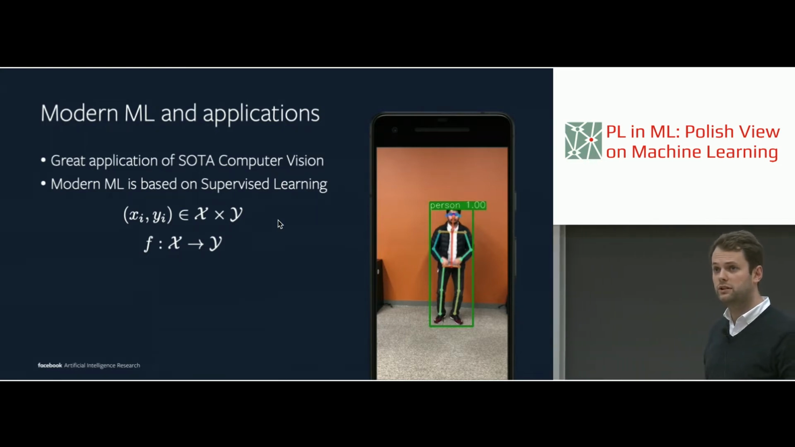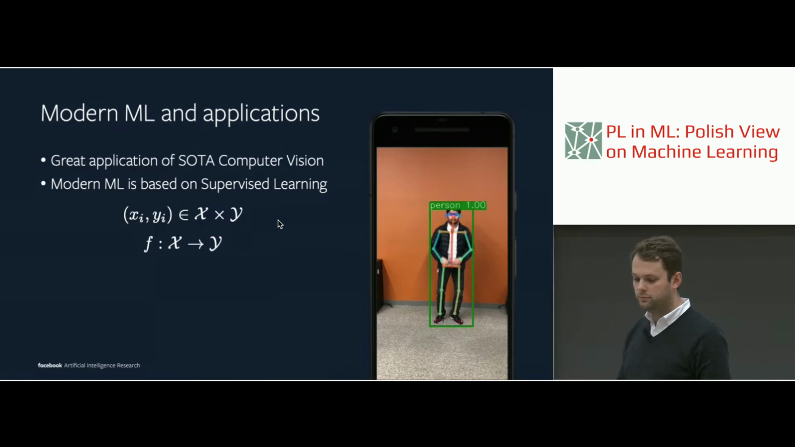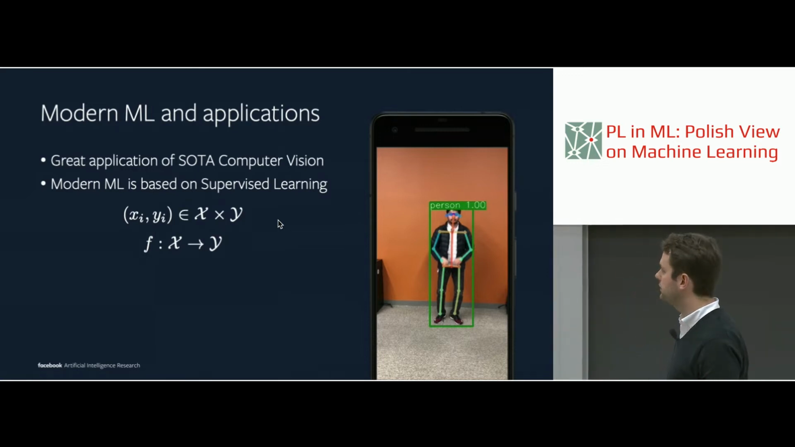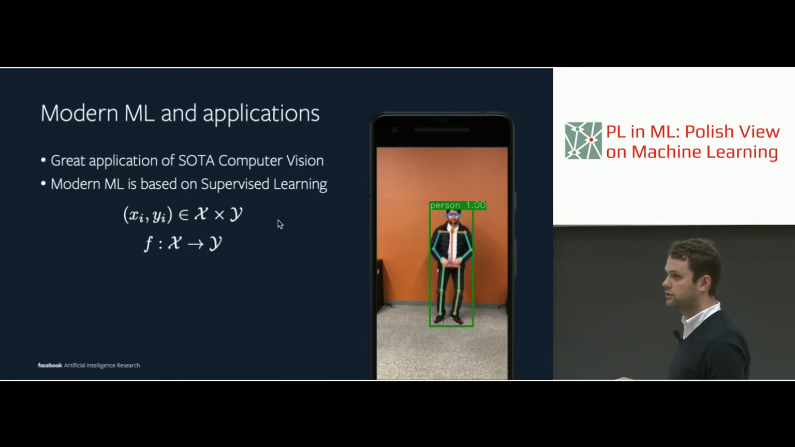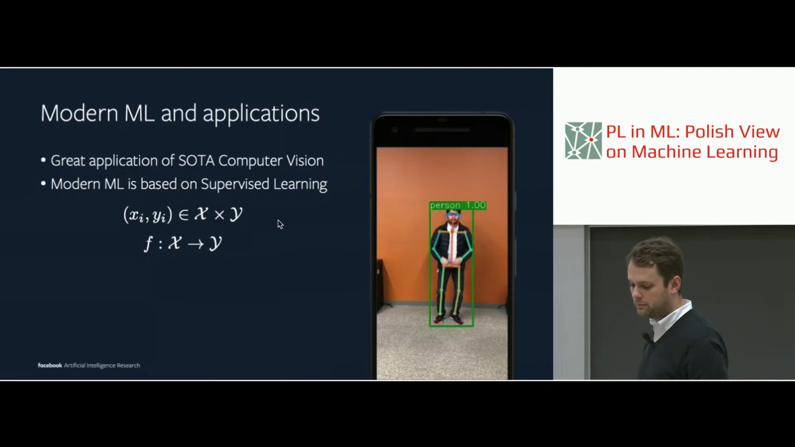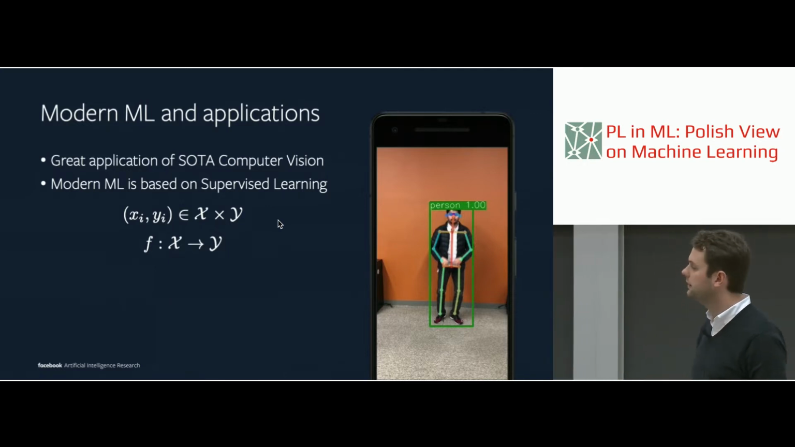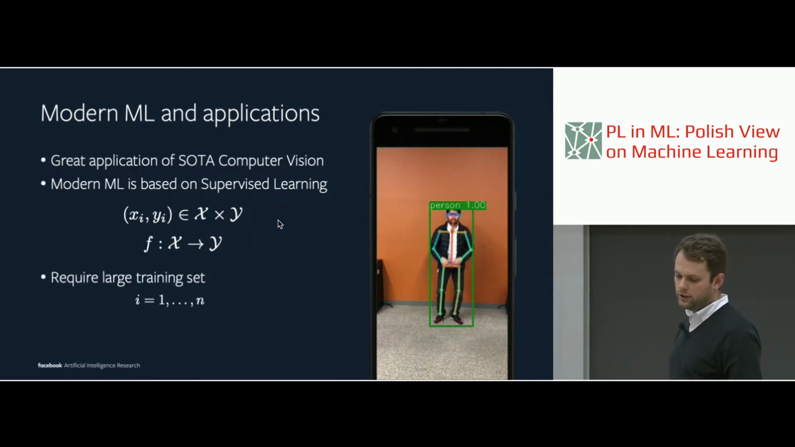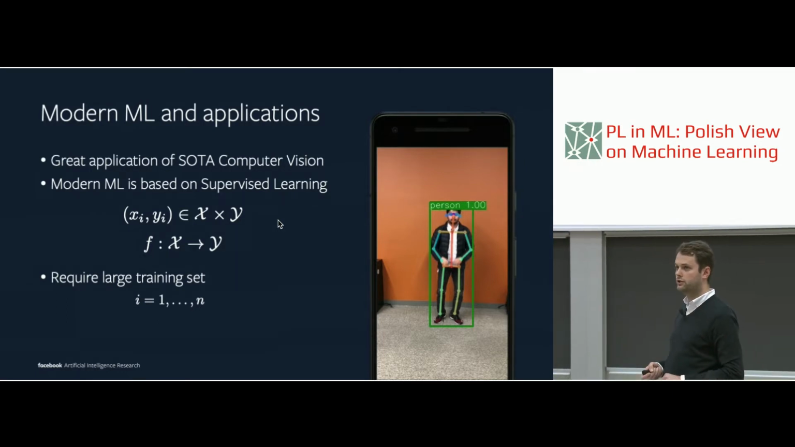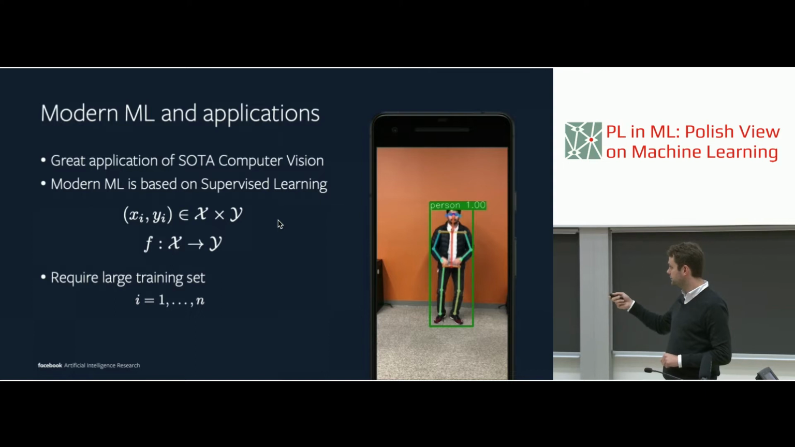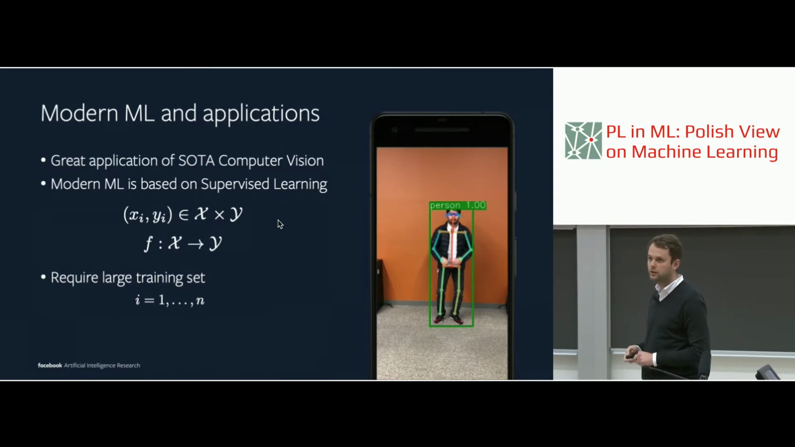In order to train models that are capable of solving such problems, you need pairs of X and Y, so X the data and Y the labels. And you're going to train a predictive function F, which is going to map from images to this label space. In order to train these functions, you usually need a large training set. You have n of these data points, and n can be pretty large.